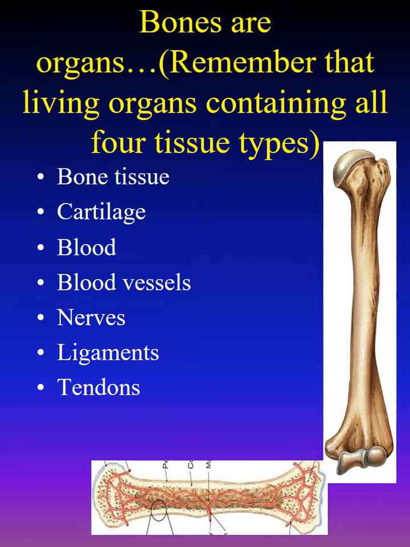We have epithelial tissue that lines the inside opening of blood vessels, and then we also have nervous tissue where nerves supply the bone.